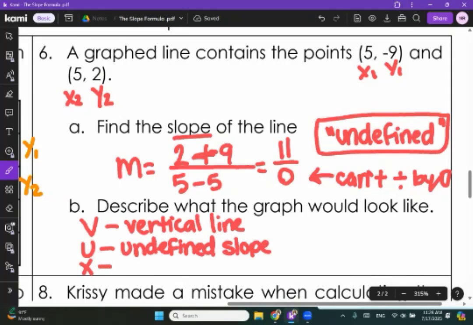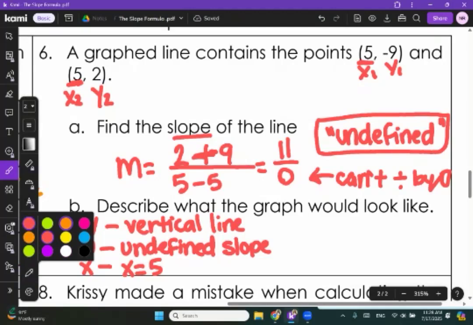And its equation is x equals 5. X equals a number. But if you notice, the number 5 is the x value for both points. So it's always going to equal 5. Okay.